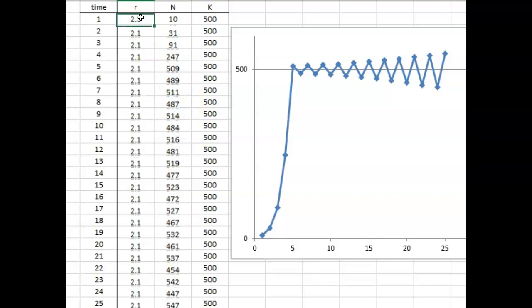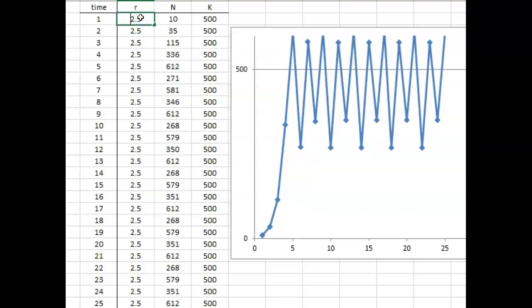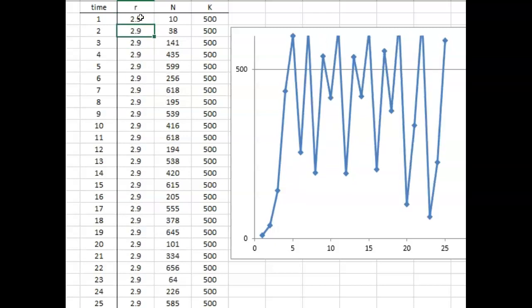Let's go even higher. So 2.3, really big oscillations. 2.5, even bigger oscillations. 2.7. Again, this would be a population to be really concerned about just because it's so unpredictable. It's kind of all over the place. We'll try 2.9, really all over the place, really dangerous.